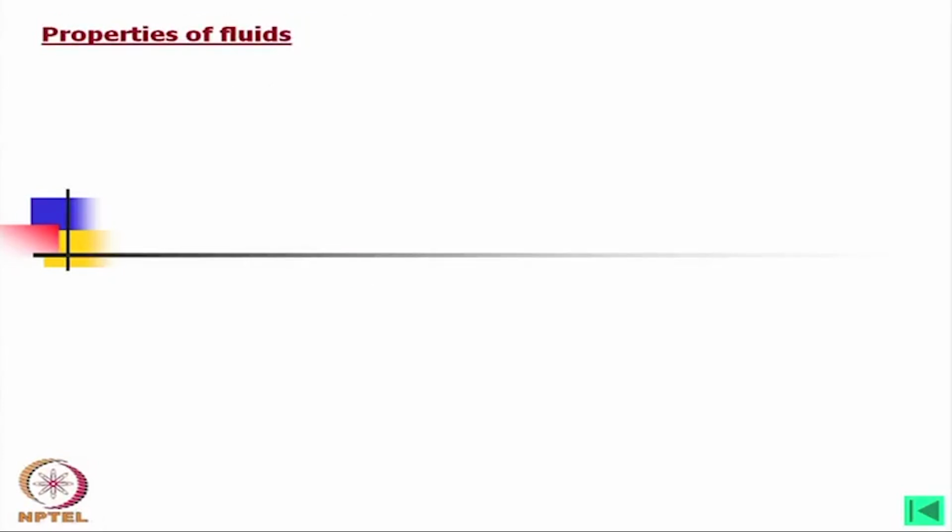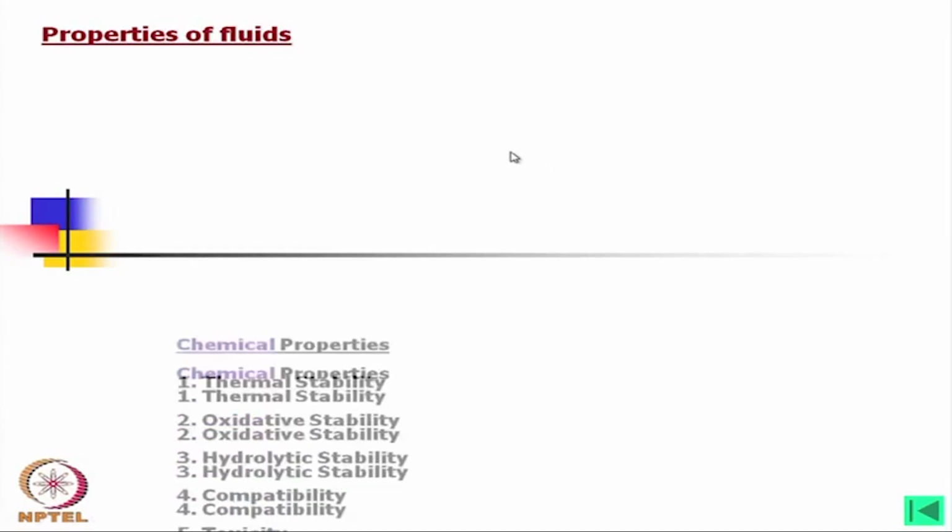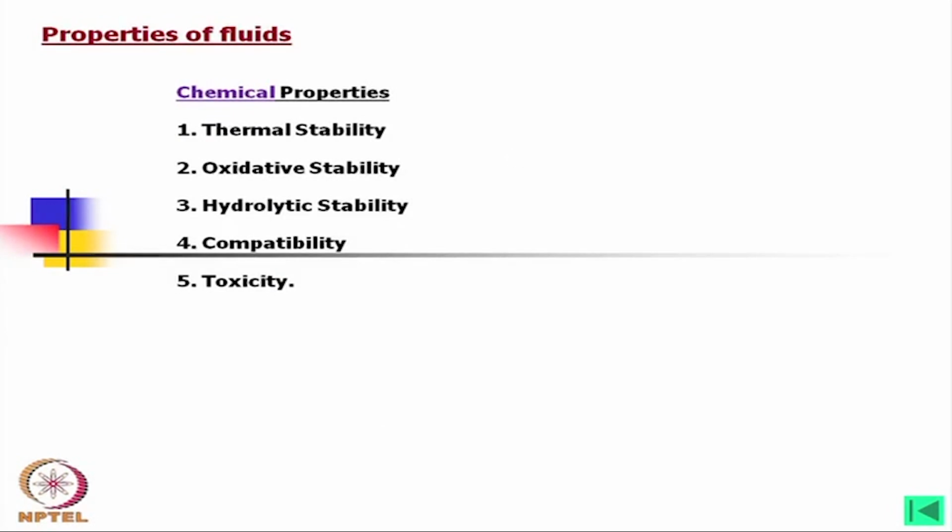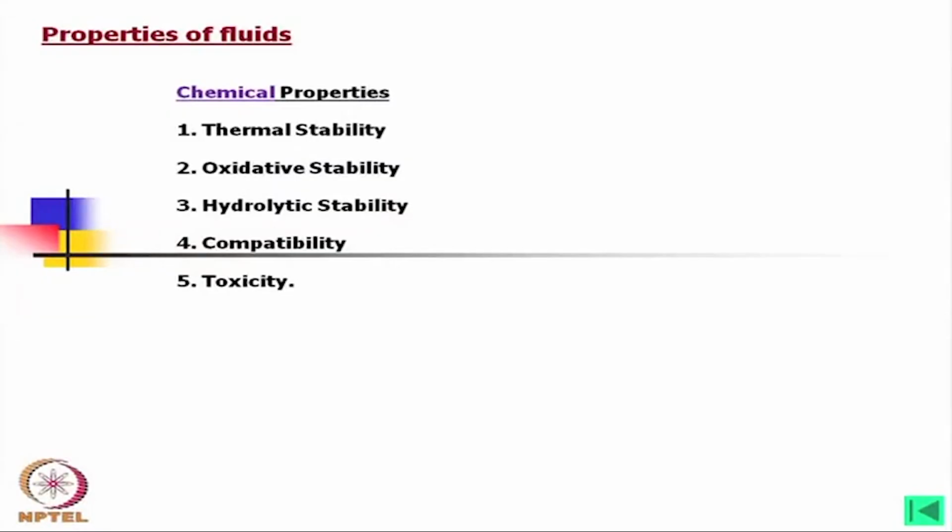Now, we are coming to the properties of fluids. Here I would like to mention it is mostly liquid unless otherwise mentioned. Now, what are the chemical properties we need to have? Number one is thermal stability. What does it mean? It means that with the increase in temperature, the composition of the fluid should not change. That means the chemical properties we have should not change.